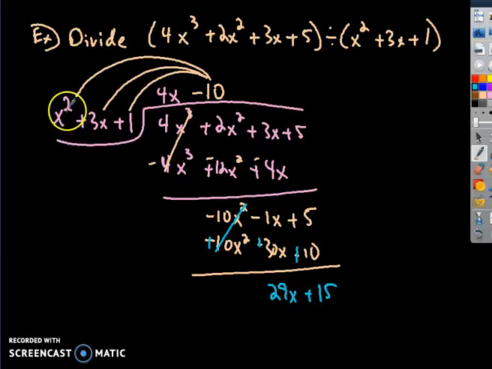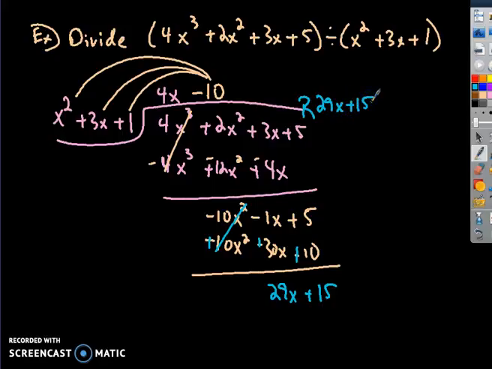Well, this is to the second power, and that's to the first power. You can't multiply x squared by something to make it go downward unless you're dividing. So we can't make it go downward unless we want to divide. So that's it. That's as far as it goes. So my remainder is 29x plus 15.